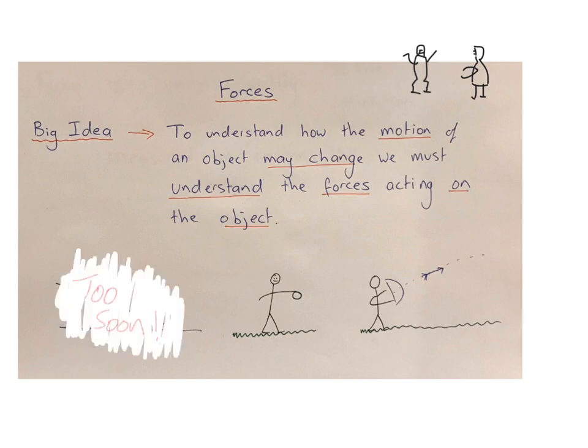Whoops, no, sorry, that's probably a little bit too soon for everyone. Here we have someone dropping a ball. So if we drop the ball, to understand how the motion of the ball will change as it falls, we need to understand the forces acting on the ball. Here we see an arrow being shot. If we want to understand the shape of the path that the arrow will follow, we must understand the forces acting on the arrow.